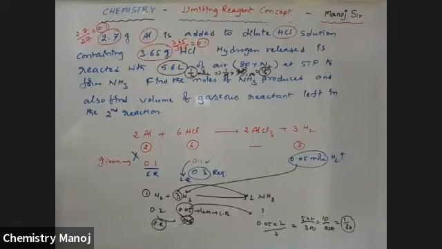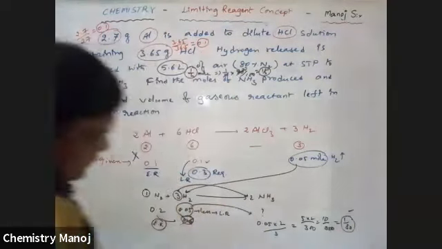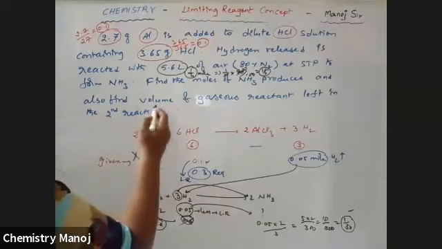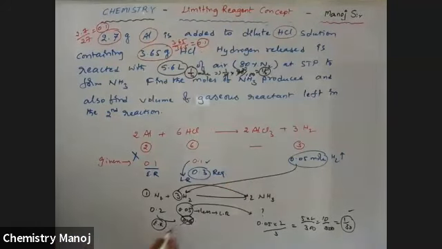So what is the question here? Find the moles of ammonia produced, that is 1 by 30 moles. Next, also find the volume of gaseous reactant left in the second reaction. So hydrogen is completely consumed, and nitrogen is in excess. So how much excess is there?